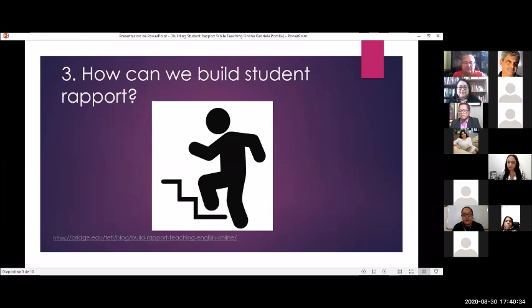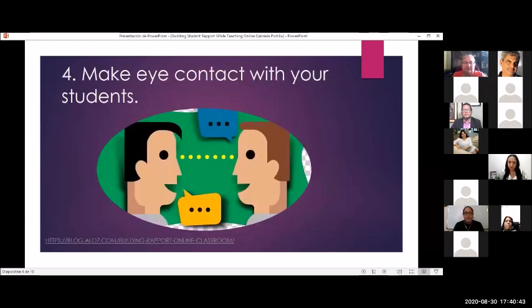Now we are going to continue and we are going to see how to do that, which is not a very simple task, but I am sure that we can do it. Number 4, now I'm going to give you some tips in order to create this student rapport in your class.